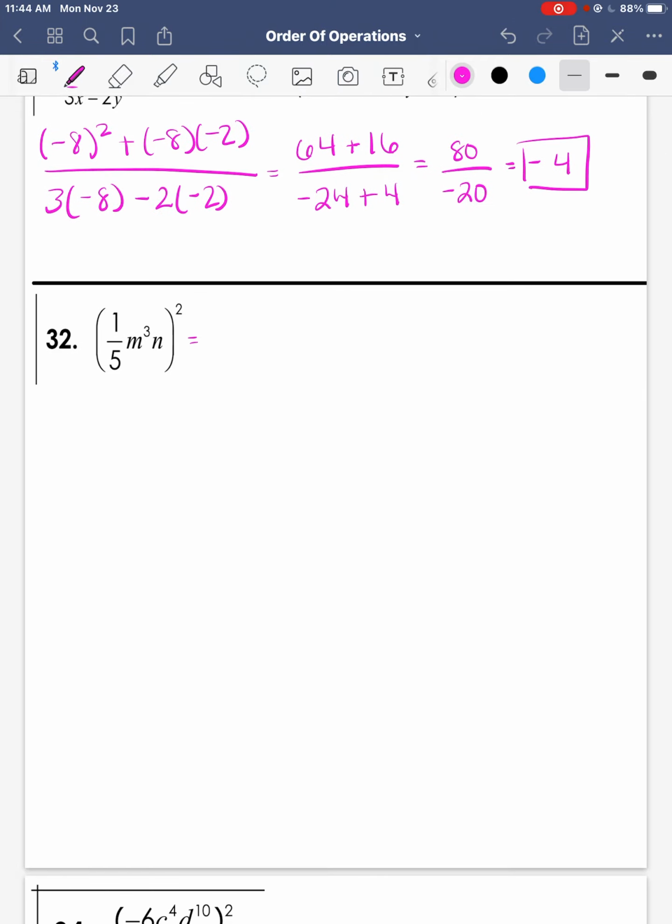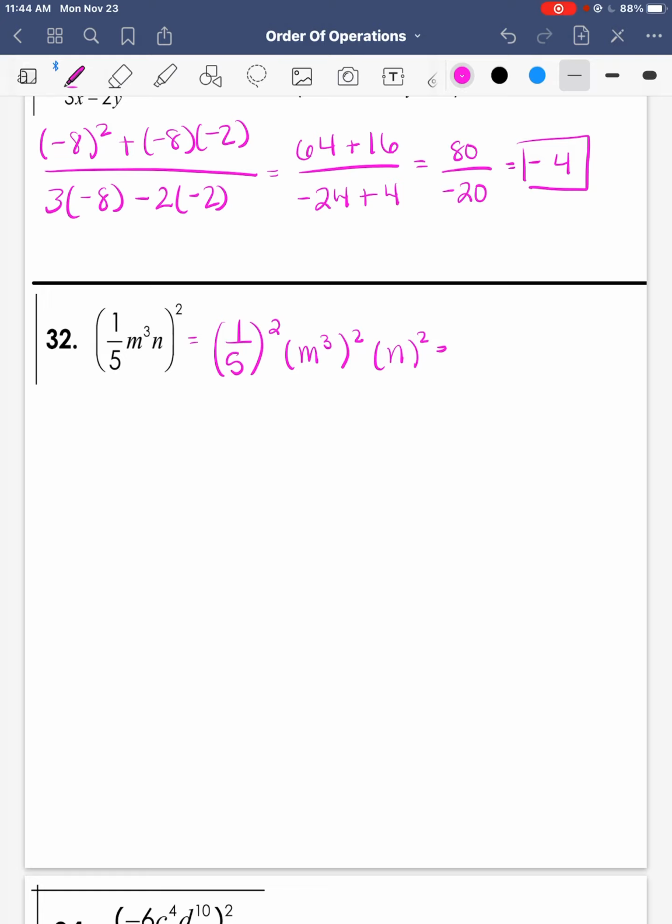And for here, this is a power of a power rule, okay? So you have 1/5 to the second power, m cubed to the second power, and n to the second power. Remember, whatever is inside the parentheses, if it's raised to a power, everything gets that power. That power goes to everything, okay? Just like the square goes to the 1/5, the m cubed, and the n. That square got to go to everybody, okay?